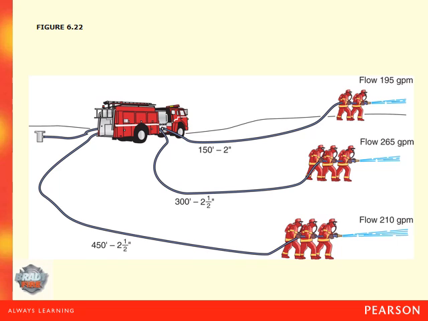Okay, so now let's look at it for 3 lines. You have one line flowing 195 gallons out of 150 feet of 2-inch. You have another line flowing 265 gallons out of 300 feet of 2.5-inch. And our last line is flowing 210 gallons out of 450 feet of 2.5-inch lines.